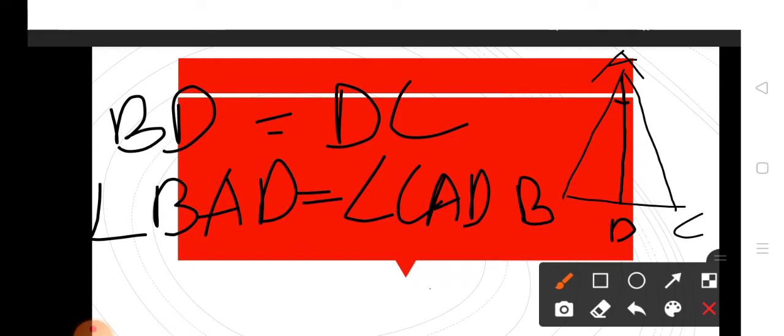Now, observe that triangle ABD is a right triangle, right angle at D. With BAD being 30 degrees here and ABD being 60 degrees here. Now, as you know, for finding trigonometric ratios, we need to know the lengths. So we'll find the lengths here first. We have known all the angles.